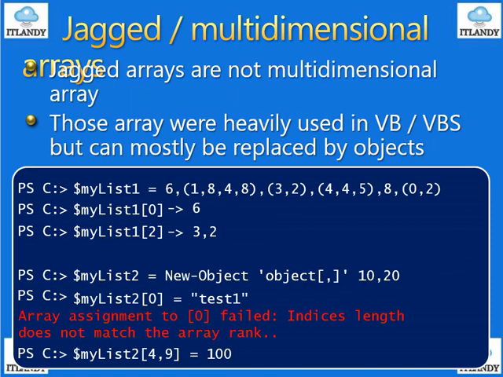Next, the last part is jagged and multi-dimensional arrays. Jagged arrays are not multi-dimensional arrays. These arrays were heavily used in VBScript, but can mostly be replaced by an object. You can see the very basic examples. My list equals the following, and a different list, and then the array assignment to 0 failed, which indicates the matching is not happening for the length. We can replace it with an object.